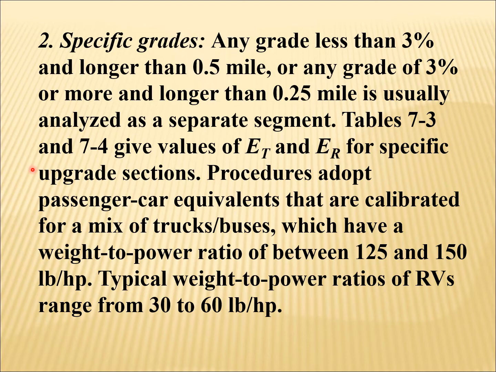Procedures adopt passenger car equivalents that are calibrated for a mix of trucks and buses, which have a weight to power ratio of between 125 and 150 pound per horsepower. Typical weight to power ratios of recreational vehicles range from 30 to 60 pound per horsepower.